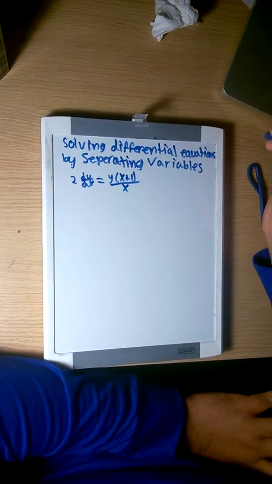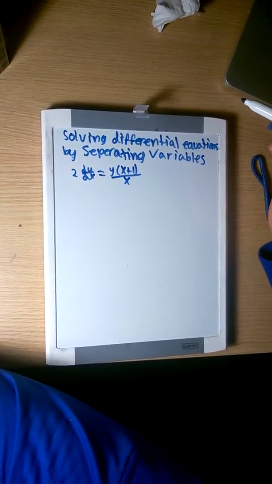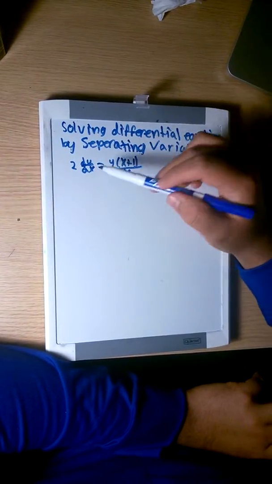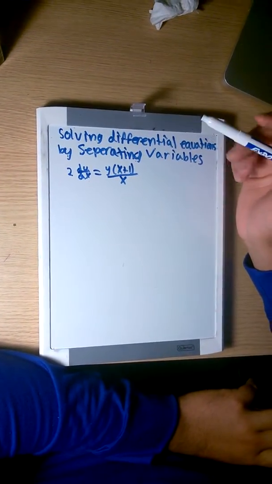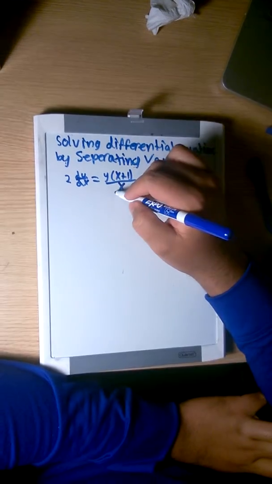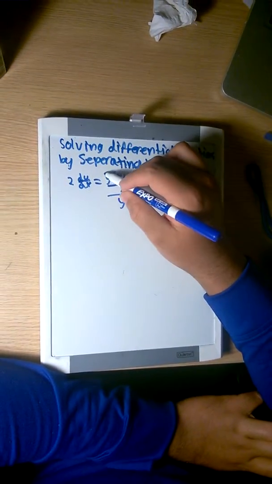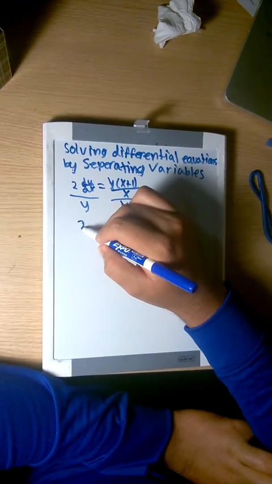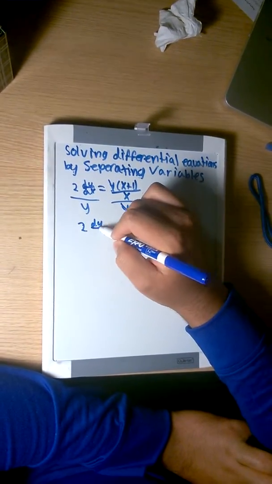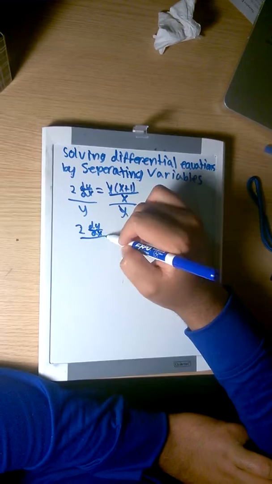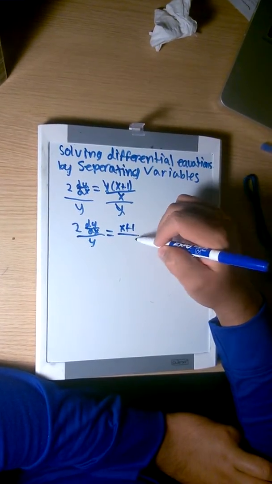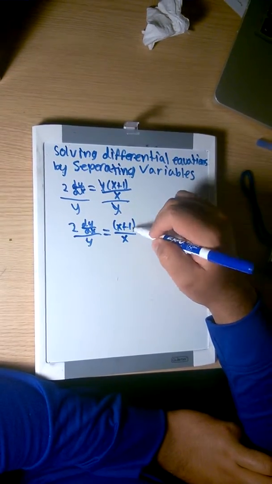So the first thing we're trying to do when solving differential equations by separating variables is put all the dy's with the y's and all the dx's with the x's. So the first thing I'm going to do is divide by y so that this y cancels out and moves over to this side. So it would look like this: 2 dy/dx all over y equals (x + 1) all over x.